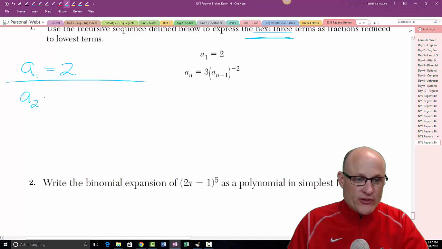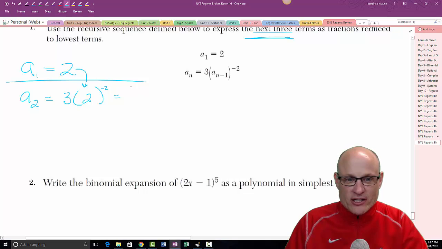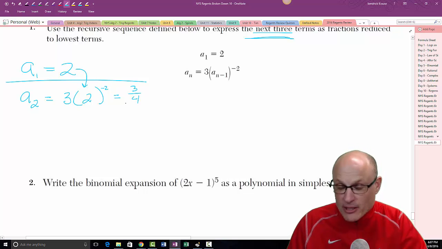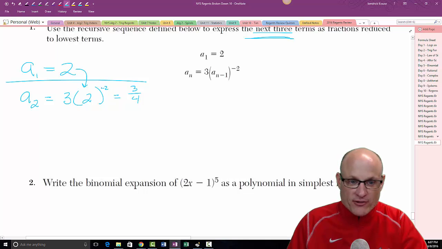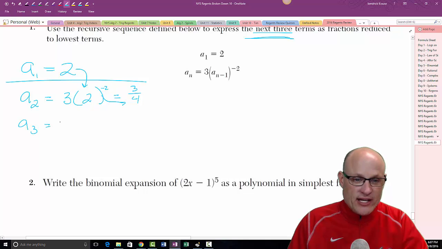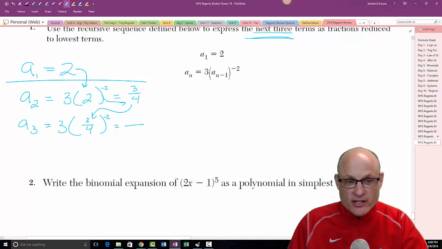So a sub 2 says 3 times the previous term, which is 2, raised to the negative 2 power. If you just type that in your calculator, it will tell you it's 3/4. Remember, negative exponents make fractions, so this really just takes this thing and puts it in the denominator. A sub 3 says take 3, multiply it by the previous term, 3/4, and raise it to the negative 2 power. If you do this, it will tell you the answer is 16 over 3. And then the final term is a sub 4.